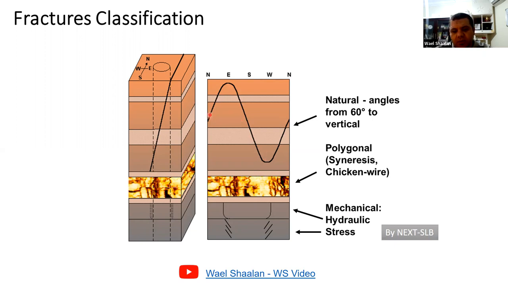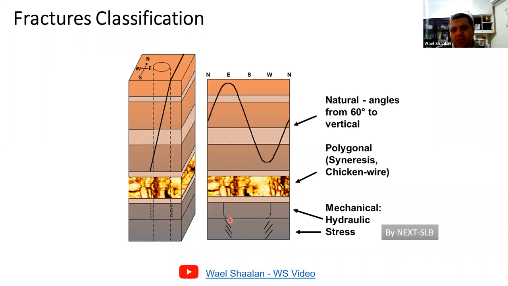This is a very important slide as well, because in this slide we will differentiate between natural fractures and induced fractures. So how can we differentiate based on the shape of the fracture itself? If it's like this one, a full sinusoid, we call it natural fractures. If it's two lines, 180 degrees apart, like this one, it happens in this area and this area. I'm talking about a 180 degree direction.